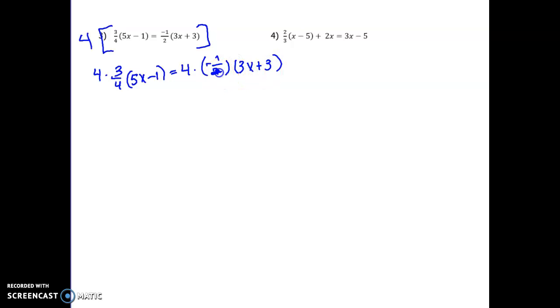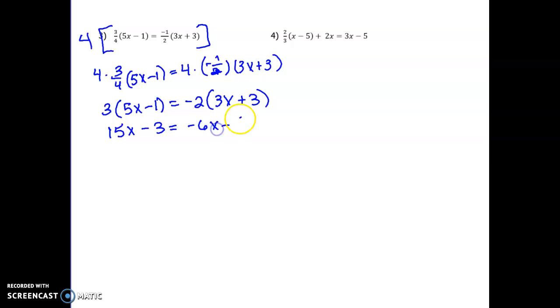Okay, that's a 2. Looks kind of messy. Okay, 4 times 3/4 is going to be 12/4, and 12/4 is 3, so that becomes 3 times 5x minus 1. And 4 times negative 1/2 is negative 4/2, which is negative 2 times 3x plus 3. All right, I distribute. 15x minus 3 is equal to negative 6x minus 6. I'm going to add my 6x to both sides. End up with 21x minus 3 is equal to negative 6. Okay, now I'm going to add my 3 to both sides.